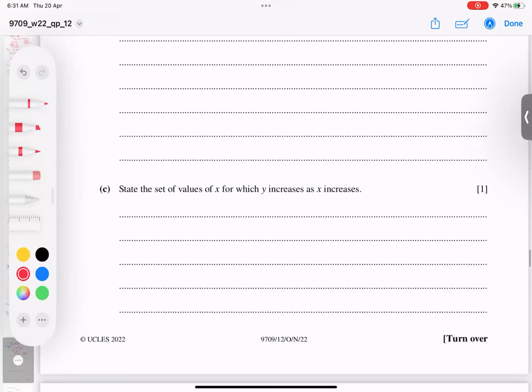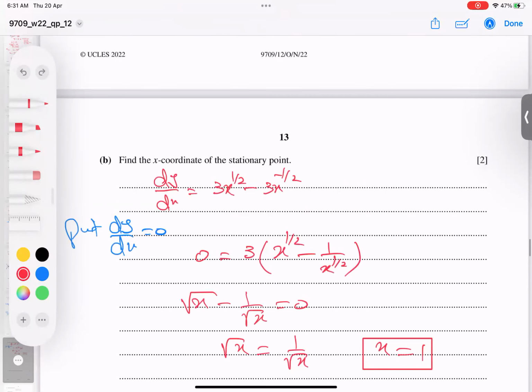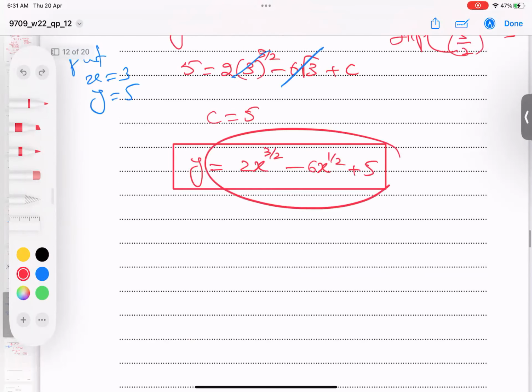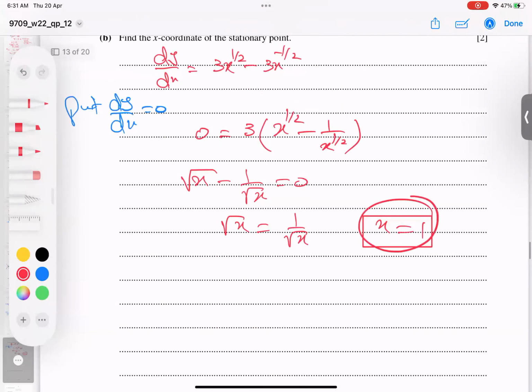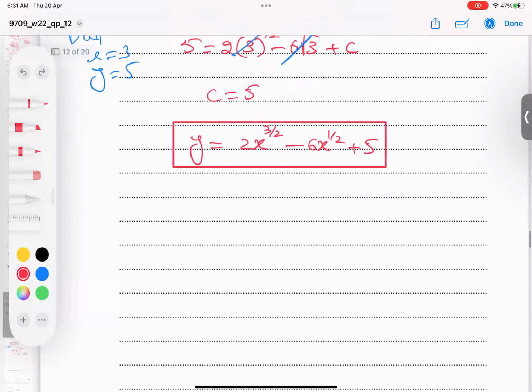And now what is the question next? State the set of the values of x for which the y function is increasing as x increases. This question, you can't do it unless you sketch this curve equation. Which is the curve equation? This is the curve equation. How to sketch it? Because we know 1 is a turning point. Do one thing. This is 1, for example, 1 turning point. I know it. The curve is turning. I'm not sure if the curve is turning this way or this way.